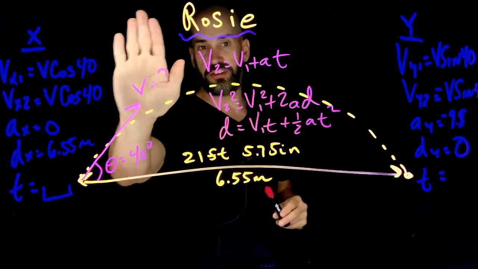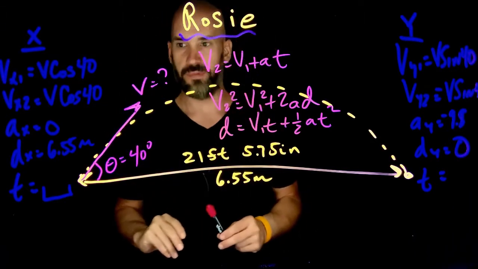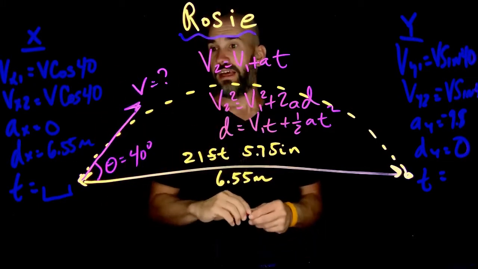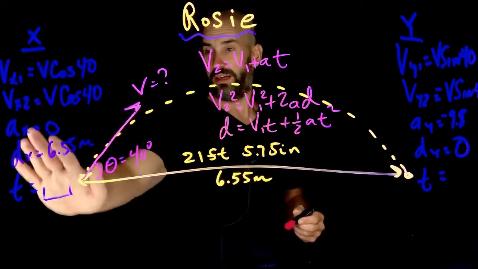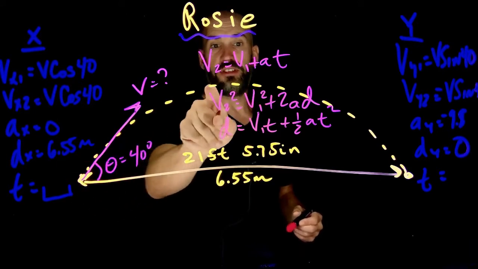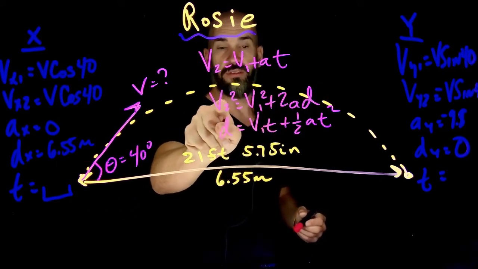Cosine 40, that's just a number which we can put in our calculator. We'll worry about that then, okay? Those are just numbers. We want to solve for v's, right? Let's start looking over here in this guy. We don't have time, so the only equation that we could possibly use is this guy over here to solve for our v's.